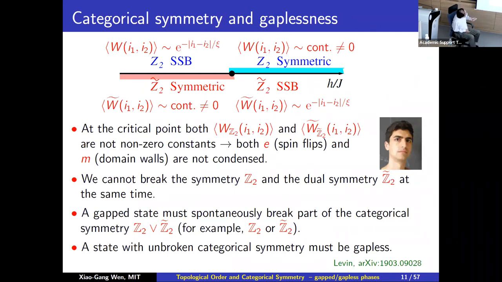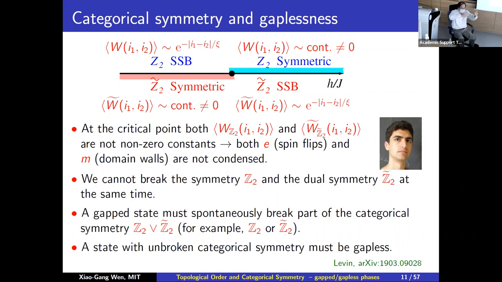The symmetry, and it's kind of strange, is that this symmetry and dual symmetry have non-trivial mutual statistics. We cannot break them together. It's impossible to break them together. But we can break one of them. If you break one of them, then we can get gapped phases. If we do not break any of them, then this phase must be gapless.